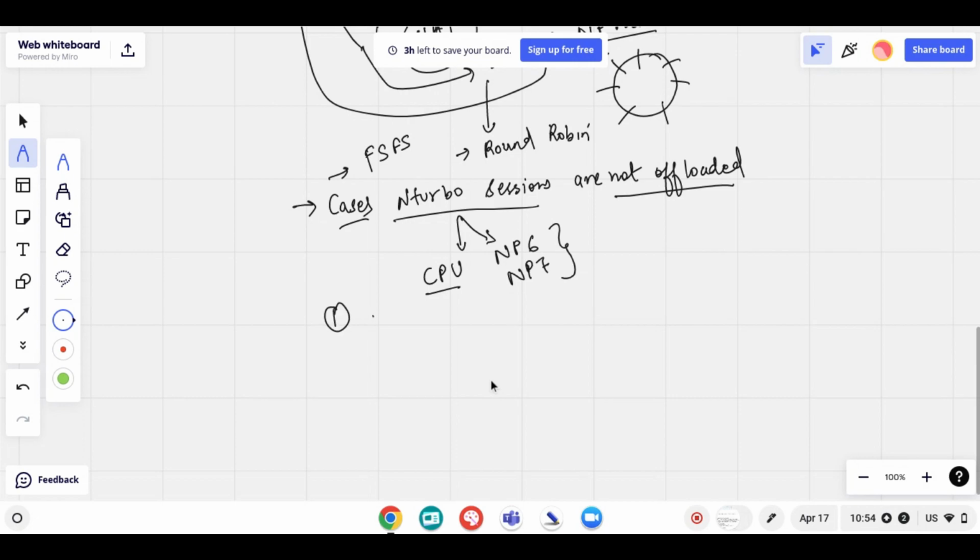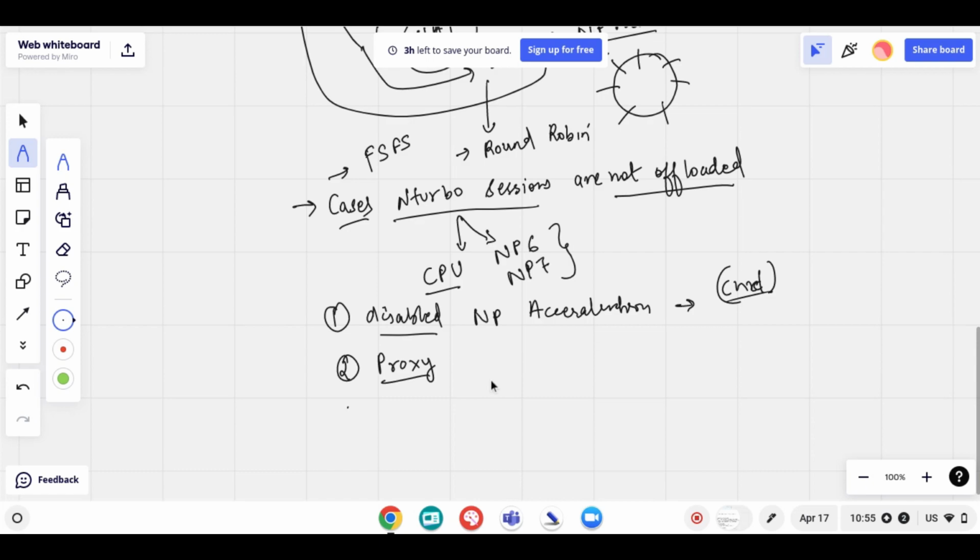The first one is NP acceleration is disabled. So there are features that you have manually disabled. If you disabled NP acceleration, there is a policy under that. Using the CLI on your Fortinet firewall, you can enable that as well. The second one is, as we discussed, if you are using a proxy based security profile, then also your nTurbo session cannot be offloaded, right?